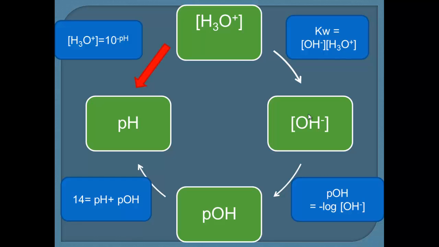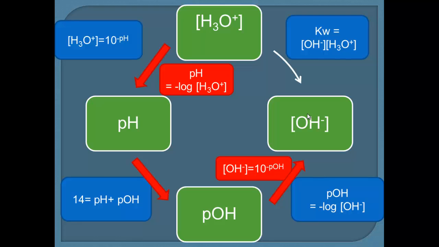We should also be able to work in the opposite direction. If we are given H3O plus concentration, we calculate pH by using this formula, negative log H3O plus concentration. If we have pH, again, we use the same formula, 14 equals pH plus pOH. If we want to calculate OH minus concentration from pOH, we use the anti-log function. 10 raised to the negative pOH will give us OH minus concentration, and if we want to determine H3O plus concentration from OH minus, we use that with Kw.